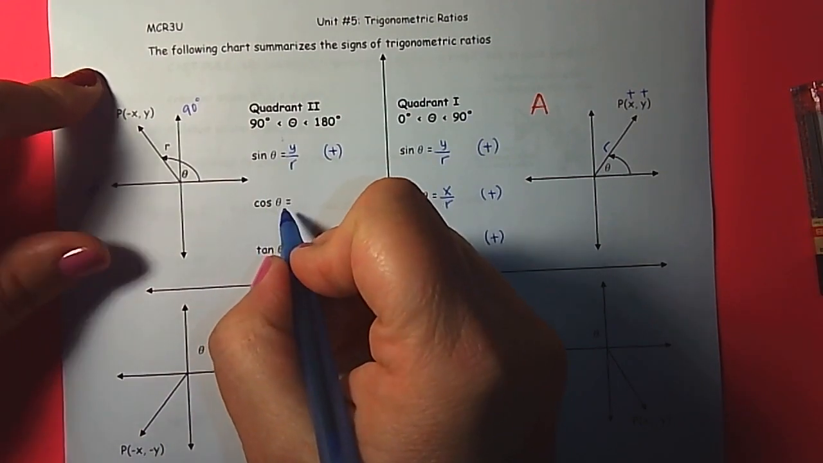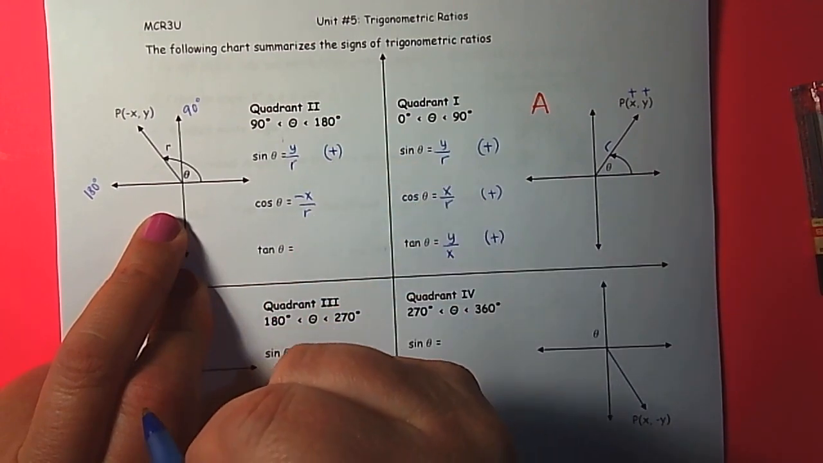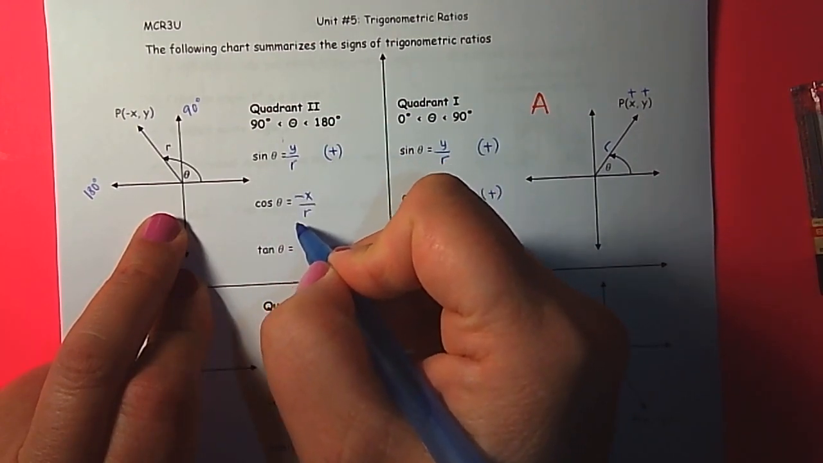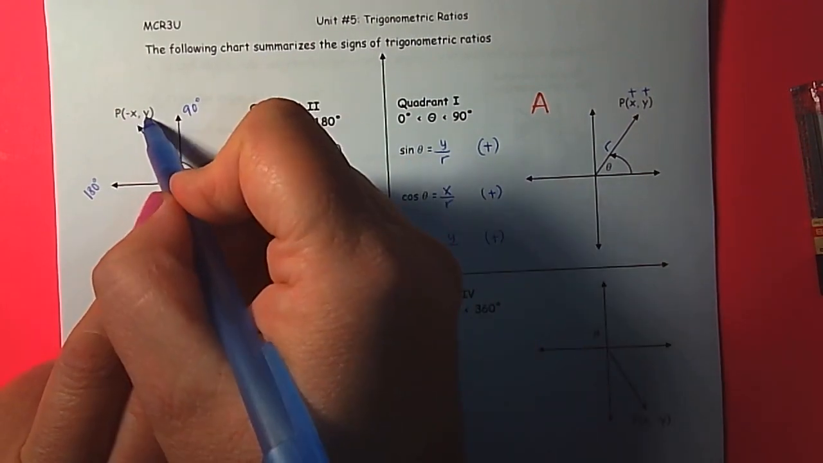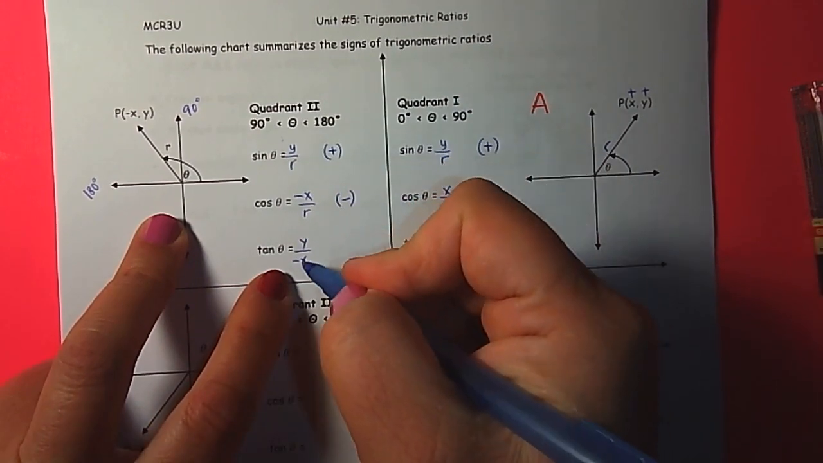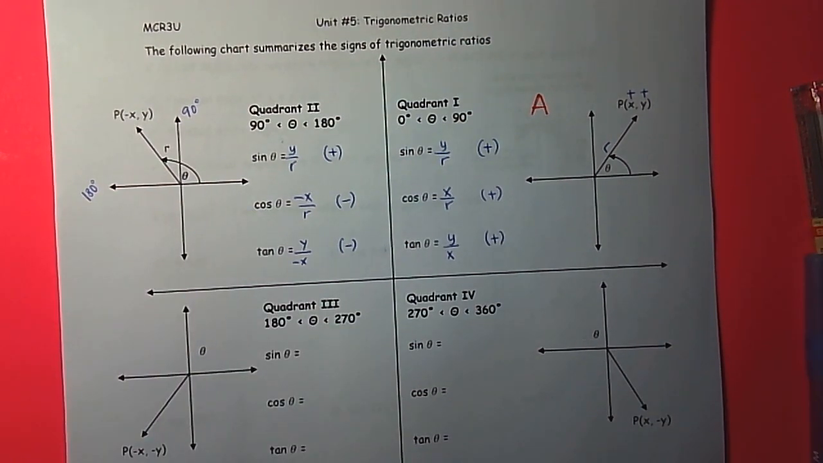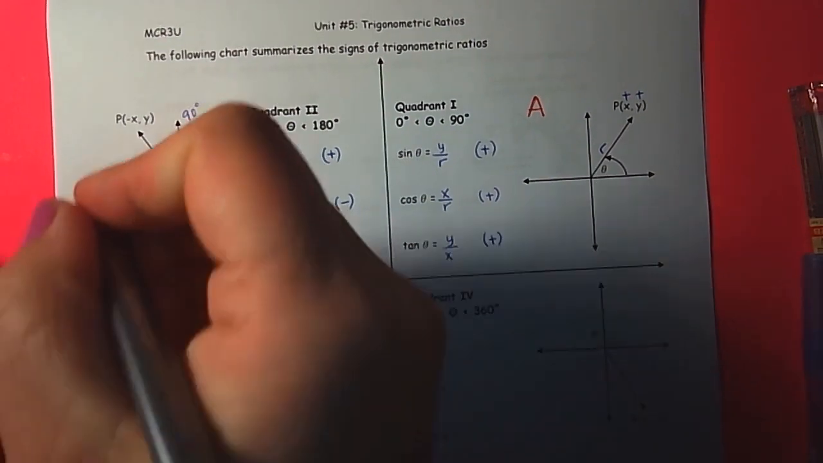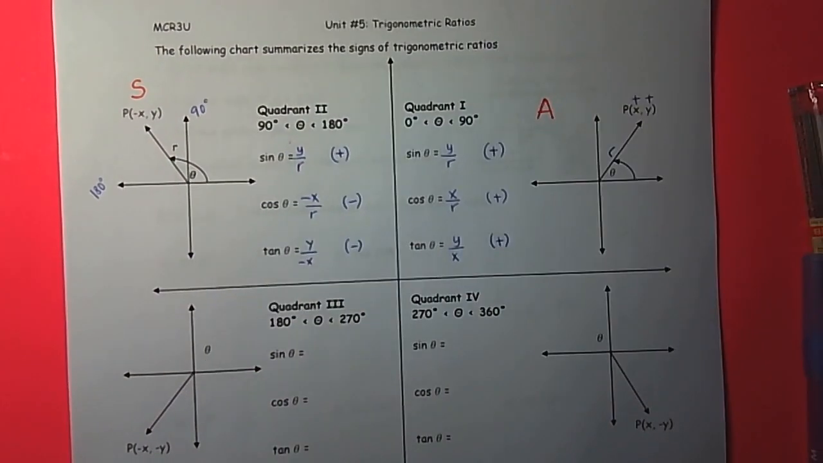So let's look at cosine theta. X coordinate over r. Negative x over r. So negative value divided by positive value. So that will give us negative for cosine ratio. Tangent is y coordinate over x coordinate. Y over negative x. So positive value divided by a negative value. So that will give us negative. As you see, in the second quadrant, only the sine ratio is positive and the others are negative. So I'm just going to put S here. So only sine is positive.